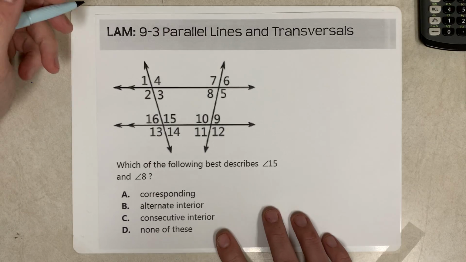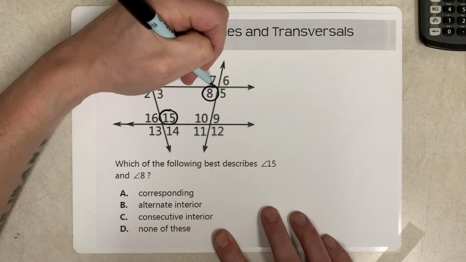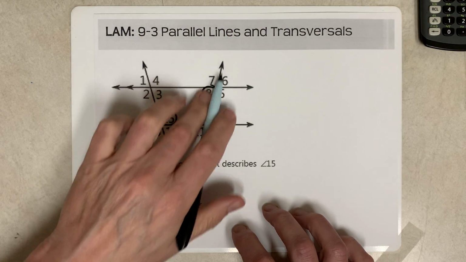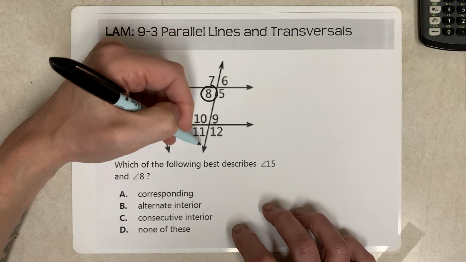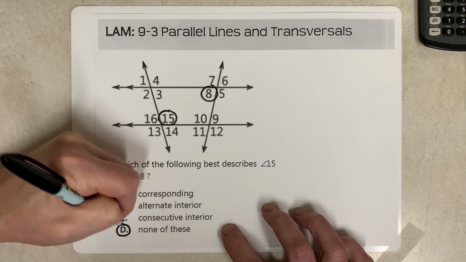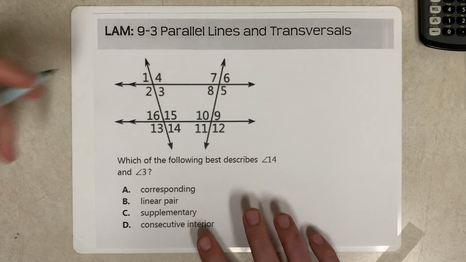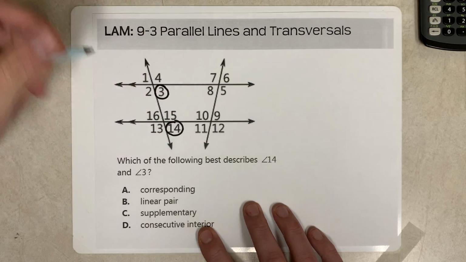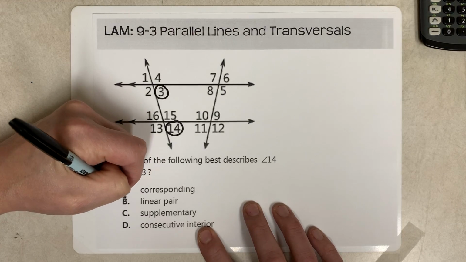Okay, this one, 15 and 8. Here's 15 and here's 8. The problem with these is they're associated with different transversals. These are the parallel lines, but 15 is on this transversal and 8 is on this transversal, and they're not together at all. So they don't have a name. That would be none of these for that one. 14 and 3, here's 14 and here's 3. Same position here, and we call those corresponding.